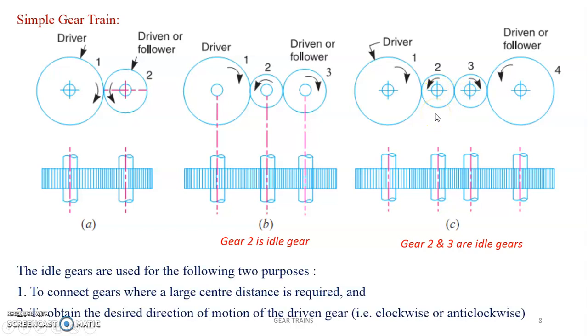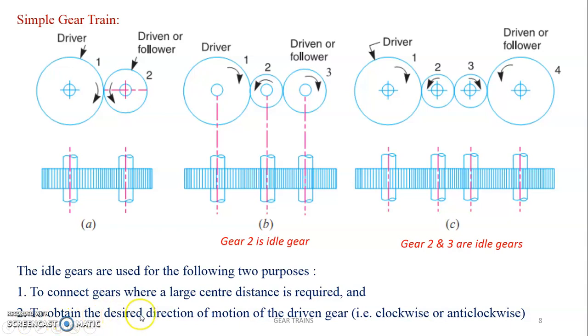Now the idle gears are used for the following two purposes. One, to connect gears when a large center distance is required. Suppose between the driver shaft 1 and follower shaft 2 the distance is too much. Then I would need a bigger gear here and a bigger gear here. Instead of that, I use a smaller gear in between. In such cases, we go for the idle gear.